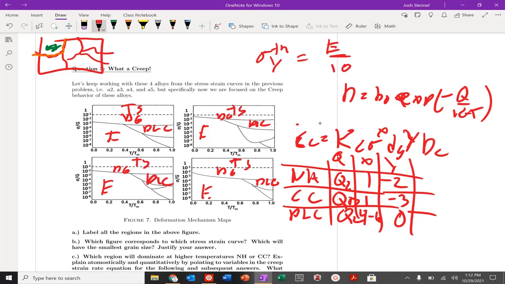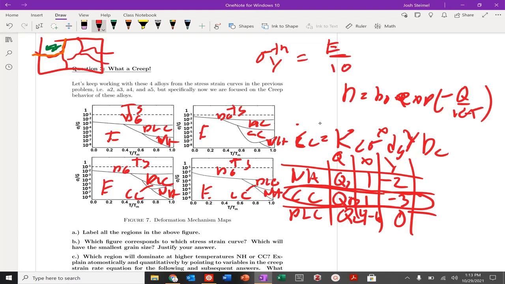My Coble creep dominates at very, very small grain sizes, and I'm looking at the diffusion along the grain boundary. So for small grain sizes, Coble creep is going to dominate, and because it's looking at the diffusion within the grain boundary, it could occur at lower temperatures. So I'm going to label this Coble creep, this also Coble creep, this Coble creep, and then my other region is just NH, NH, NH, because higher temperatures, NH. So it must exist at higher temperatures there.